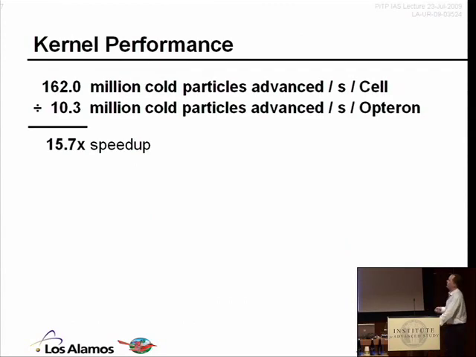So what does this actually mean? Well, it means that if I look at the kernel performance, we find that if I was to run VPIC on the Cells, I get 162 million cold particles advanced per second per Cell. Cold here just means the particles didn't do anything exciting during the particle advance. Versus if I was to run on the Opterons of Roadrunner, 10.3-fold speedup. And so that means we got a 15.7-fold speedup by exploiting the SPU here.